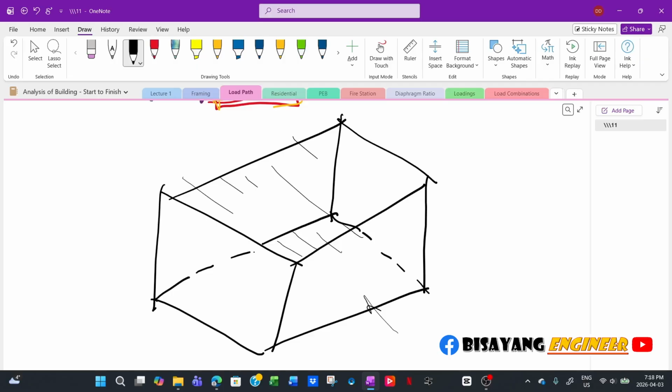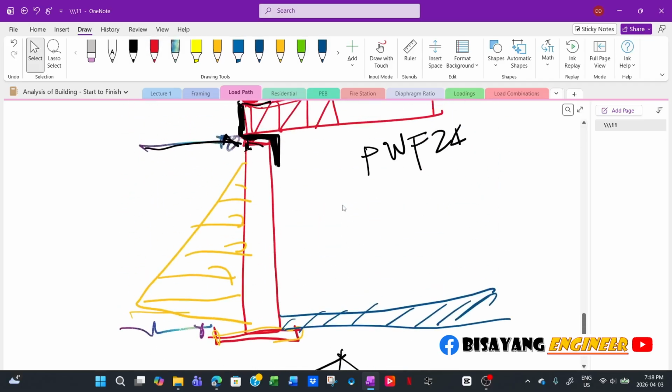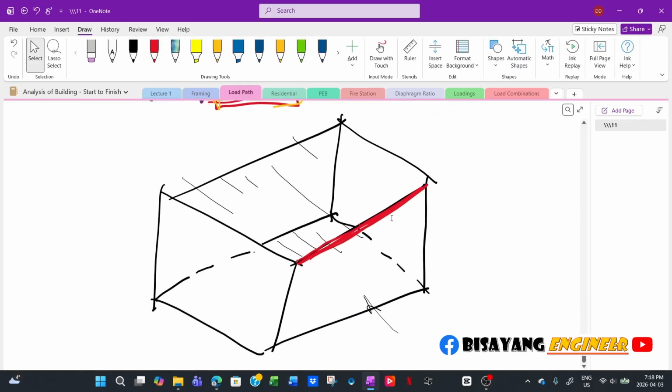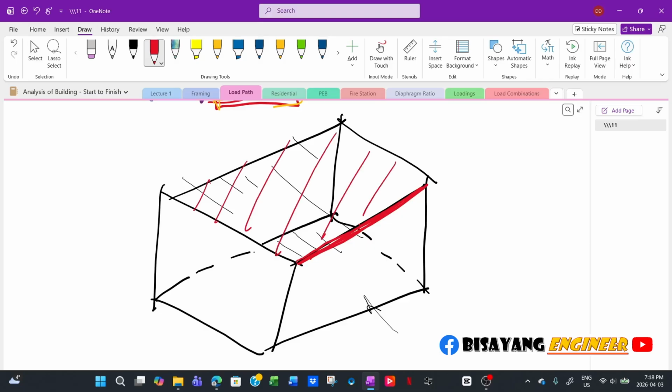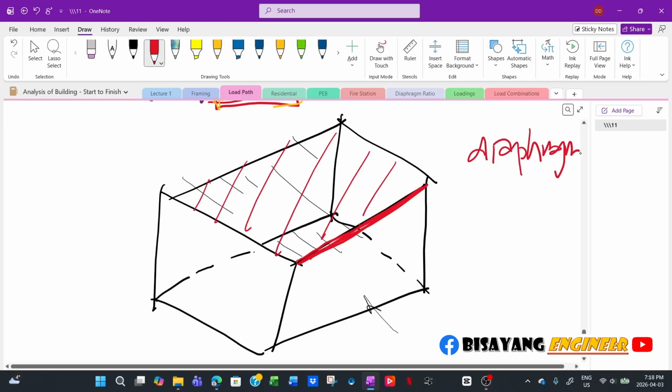wall. Now, this wall will be, like I said, resisted by the strap transferred back to the floor trusses, like this one here. And then the floor trusses, the floor sheathing, this floor itself will act as a diaphragm. It will act as a diaphragm.